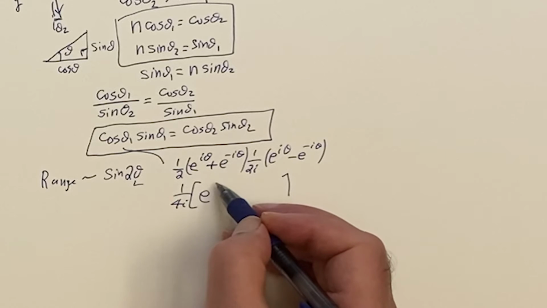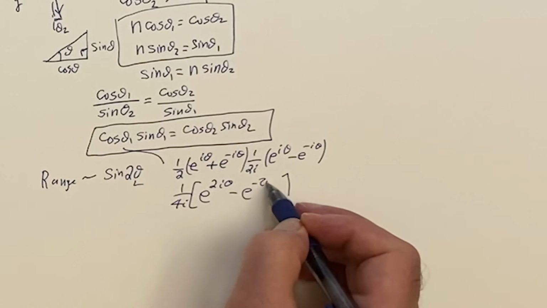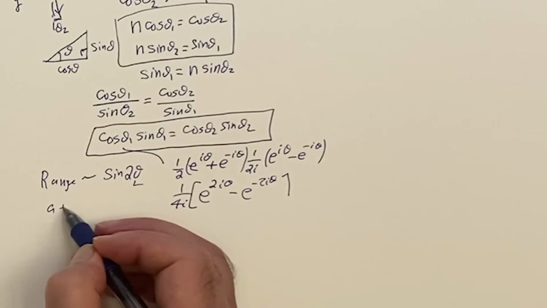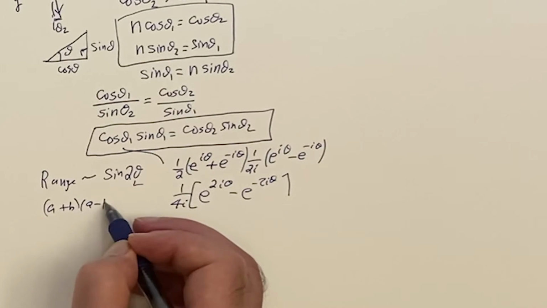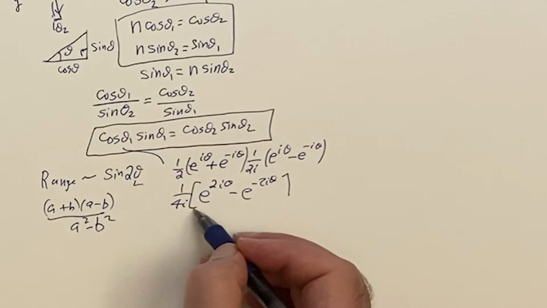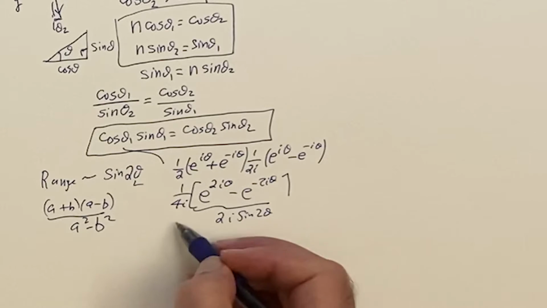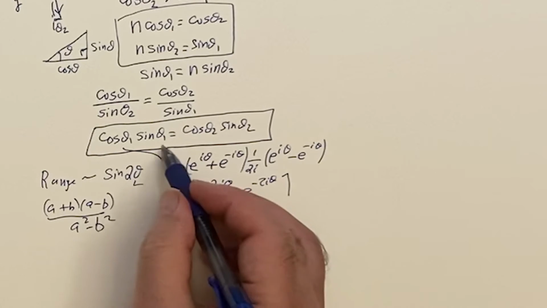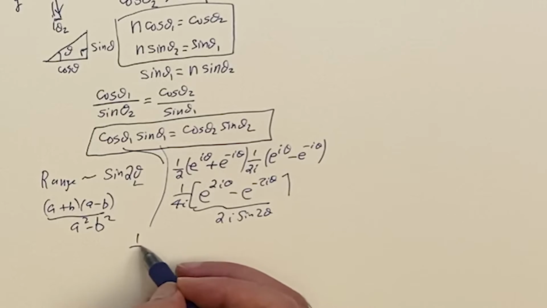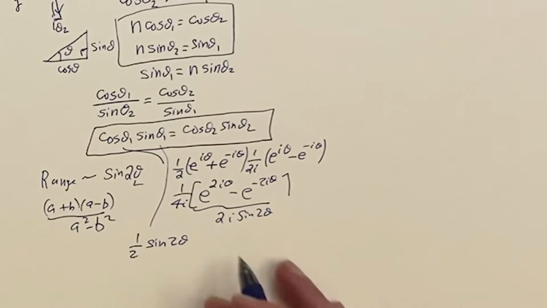So that means this has to be the first one squared minus the second one squared. Just like if you have a plus b and a minus b, you get a squared minus b squared. So this is 2i times the sine of 2 theta. And then you get the result. This is going to be 1/2 sine of 2 theta. By the time you look it up, we can do it.